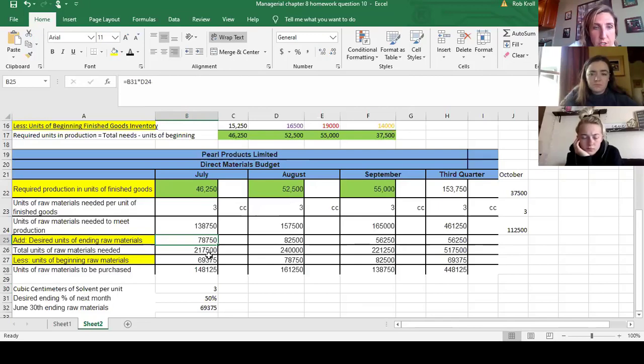Okay, then I just add the number of units I desire to have at the end of raw materials with the number of units I plan to use in production. And I'm going to subtract. This is a given number. You can see the 69,375. It is actually given in your homework. And so I will flip back over there.